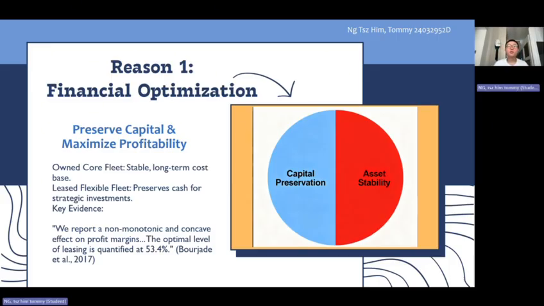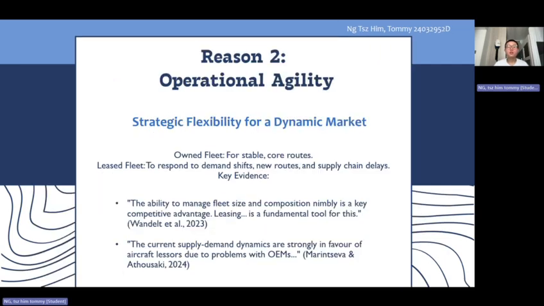First, financial optimization. A core owned fleet provides stable costs while leasing preserves cash for other important investments. Second, operational agility. Use owned planes for your core, reliable routes, and leased aircraft for flexibility to quickly adjust to market change or new opportunities. This is especially useful today with ongoing supply chain issues in aircraft manufacturing.